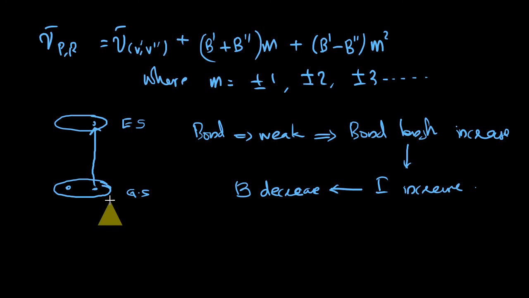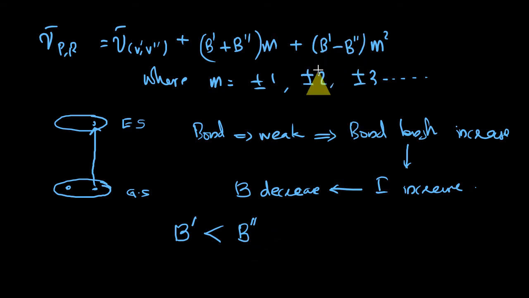So normally, in most cases during an electronic excitation, B will decrease. In other words, the rotational constant in the upper electronic state, represented as B prime, will be less than the rotational constant in the ground electronic state, represented by B double prime. That is the usual case. So B prime will be less than B double prime.